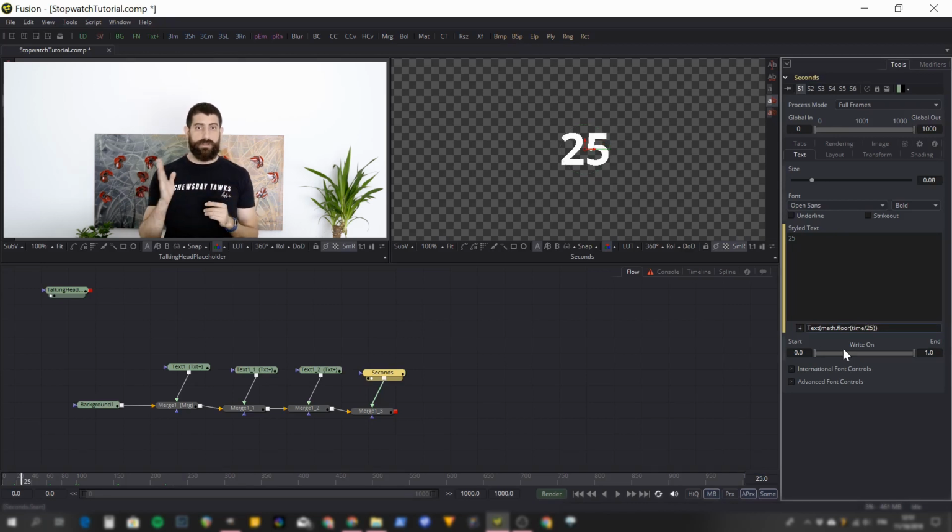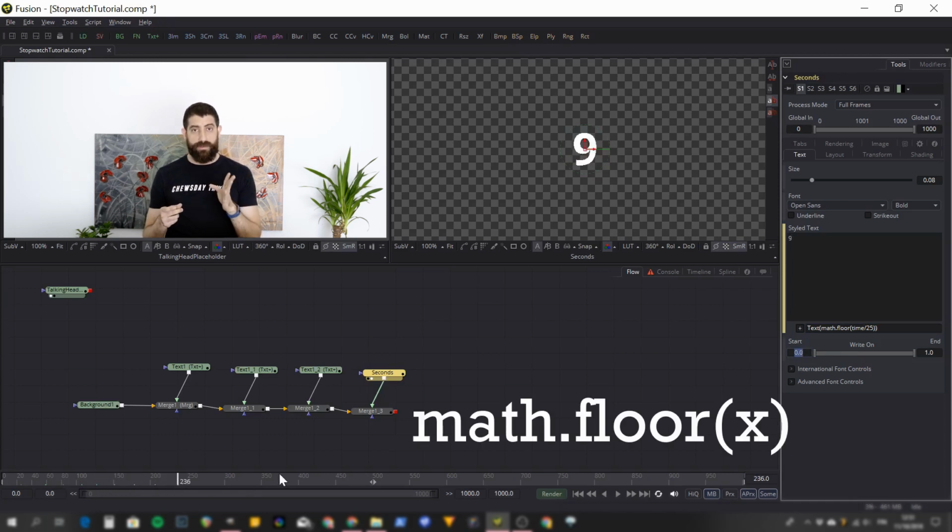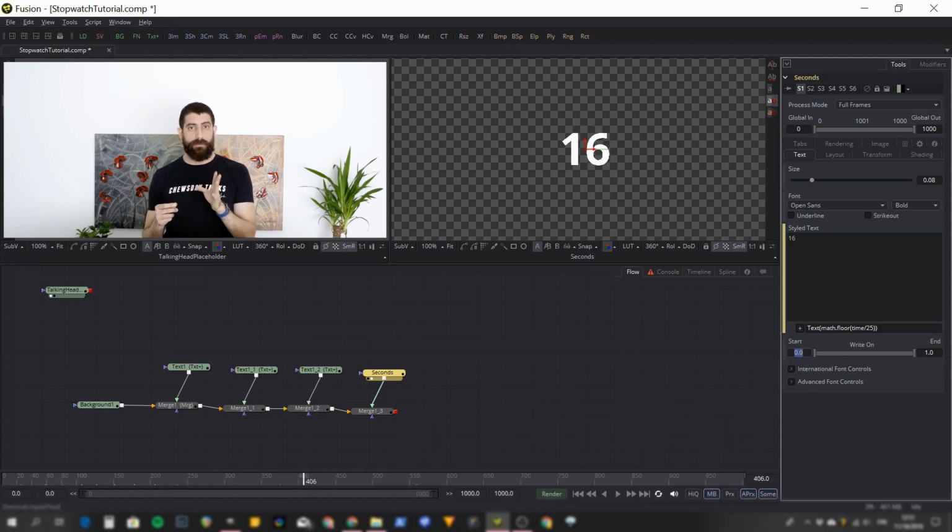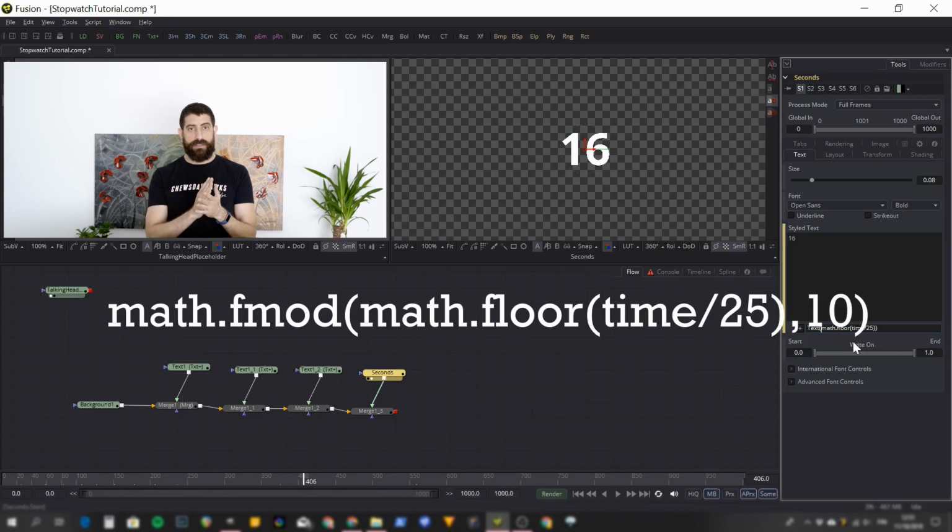Then, because we're using separate digits for minutes, tenths of seconds and seconds, we want this second digit to change every 10 seconds. And for that, we're going to use another formula, which is called math.fmod, which gives the remainder of the division between the two arguments. In this case, we're having this digit which is increasing 1 every 25 frames, so 1 a second, and we want it to change every 10 seconds, so that's how we're dividing it.